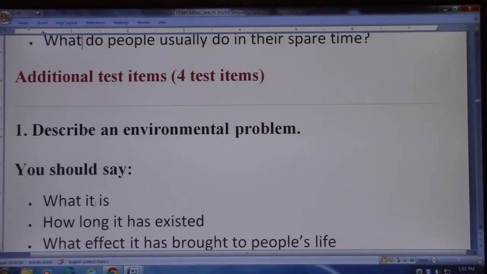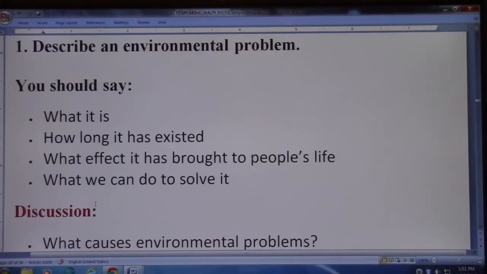Describe an environmental problem. You should say, talk about the environmental problem. What is that environmental problem? How long has it existed? What effect has it brought to people's lives? And what can we do to solve that environmental problem? So there is an environmental problem. You say, what is that environmental problem?